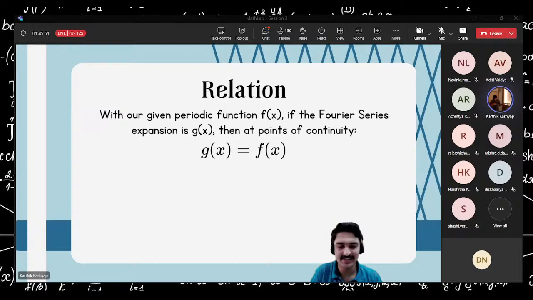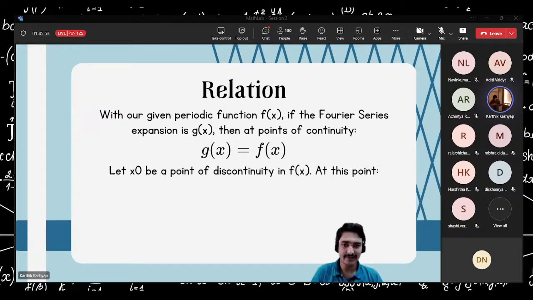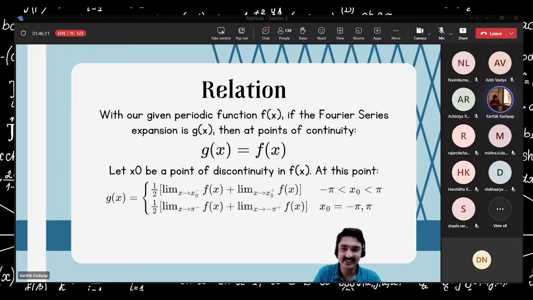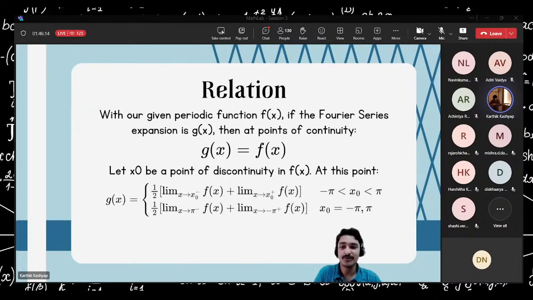Simple. Now let's say there is a point of discontinuity in f(x) at some point x naught. What do we do at this point? We cannot just take the value of f(x naught) because it's not defined over there. It is discontinuous. So in this case, we will use limits. Should we use the limits on the right side or the left side of x naught? We will use both. We will take the average on both sides. So g(x) is equal to half of the limit as x tends to x naught minus of f(x) plus the limit as x tends to x naught plus of f(x). I've added a little extra constraint over here, that is when x naught is in between minus pi to pi and not equal to them.